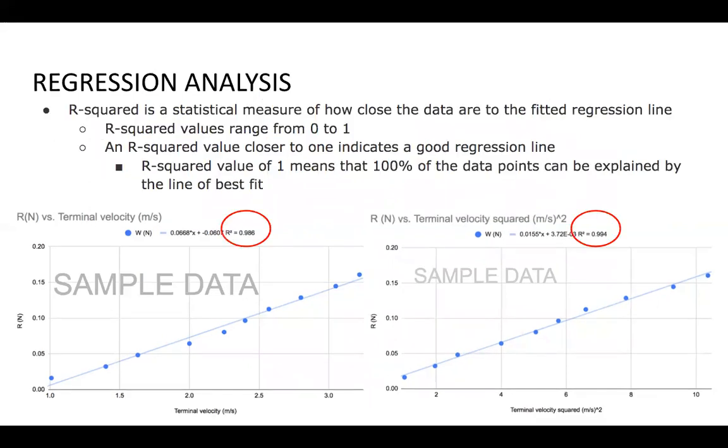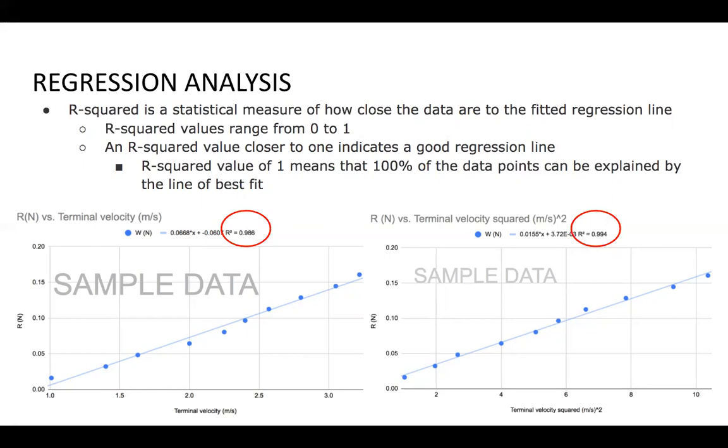To determine which relationship is superior, we're going to use R squared. R squared is a statistical measure of how close the data, a given data set, is to a fitted regression line. R squared values range from 0 to 1, and an R squared value closer to 1 indicates a good regression line. So if we did ever have an R-squared value of 1, that would mean that 100% of the data points can be explained by the line of best fit.